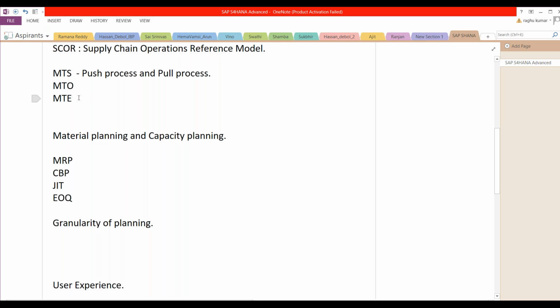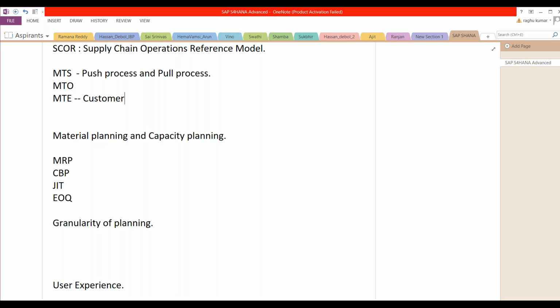Make to engineering is customer centric. I will say I need a mobile phone which has 7 cameras. In general, they don't, but it's a customer specific requirement. He has his own reason why it has to be. So I have to design it specifically for him in such a fashion that it satisfies his requirements. In that case, I will say it is make to engineering. It is more pull process oriented.